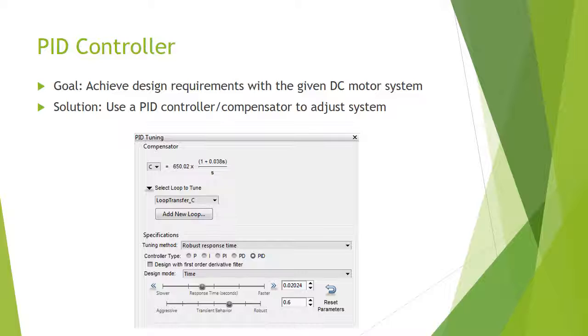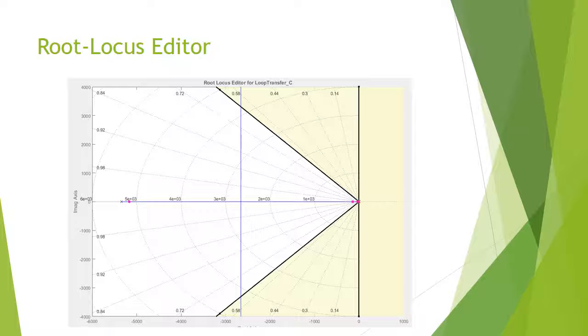To get the DC motor system within the design requirements, I chose a PID controller. By adjusting this controller and compensator in the root locus editor, I was able to get these specs within the requirements. This figure from MATLAB shows the root locus editor. This coincided with the step response of the system. Adjustments were made on this to get the system within the requirements, as well as using the PID controller.